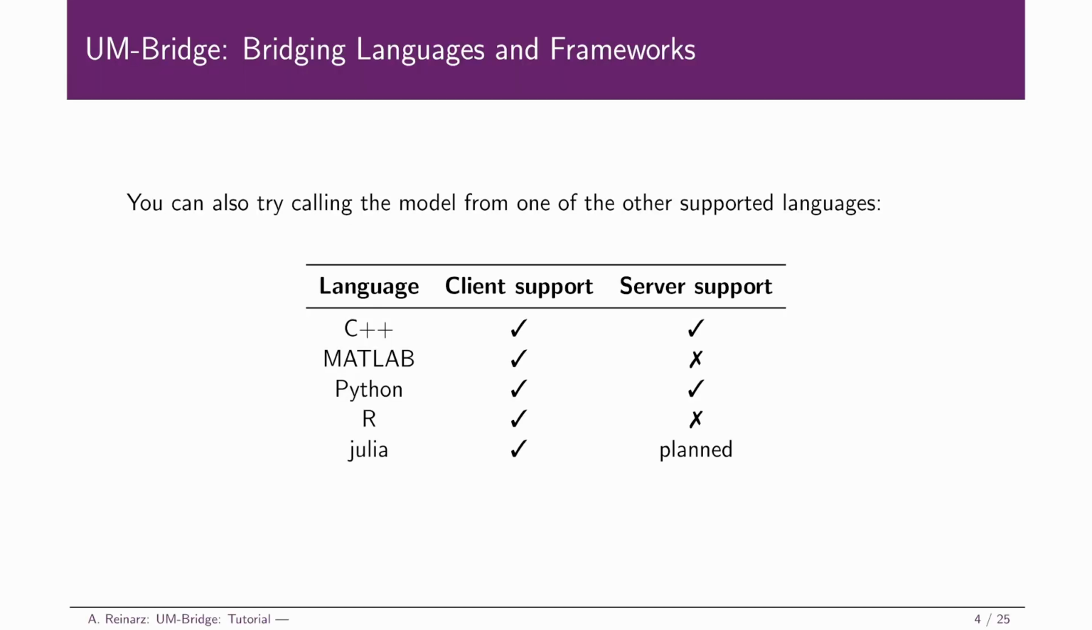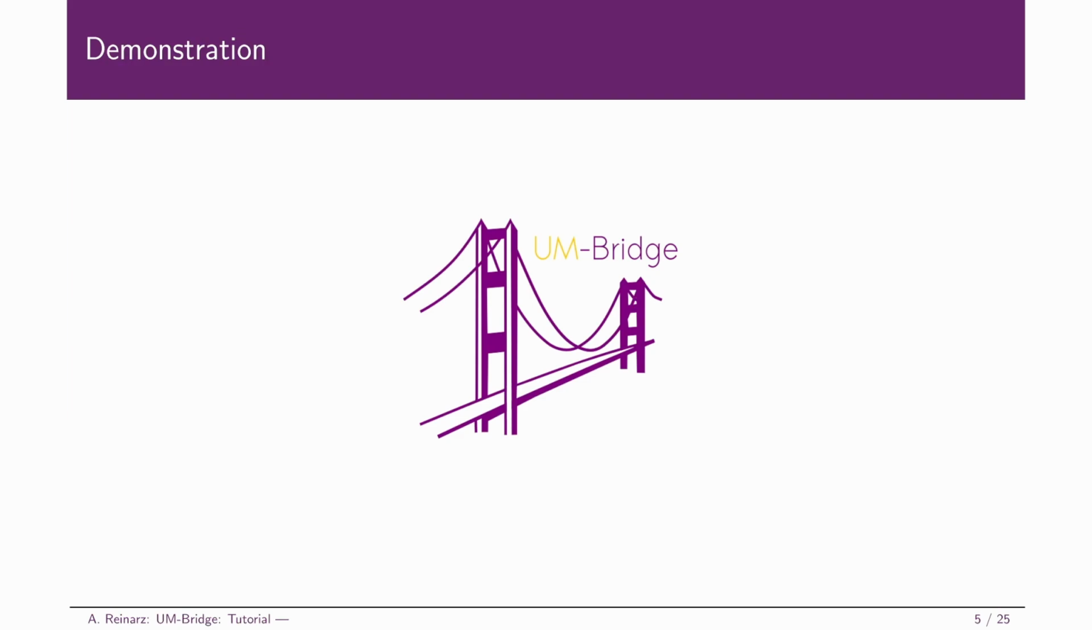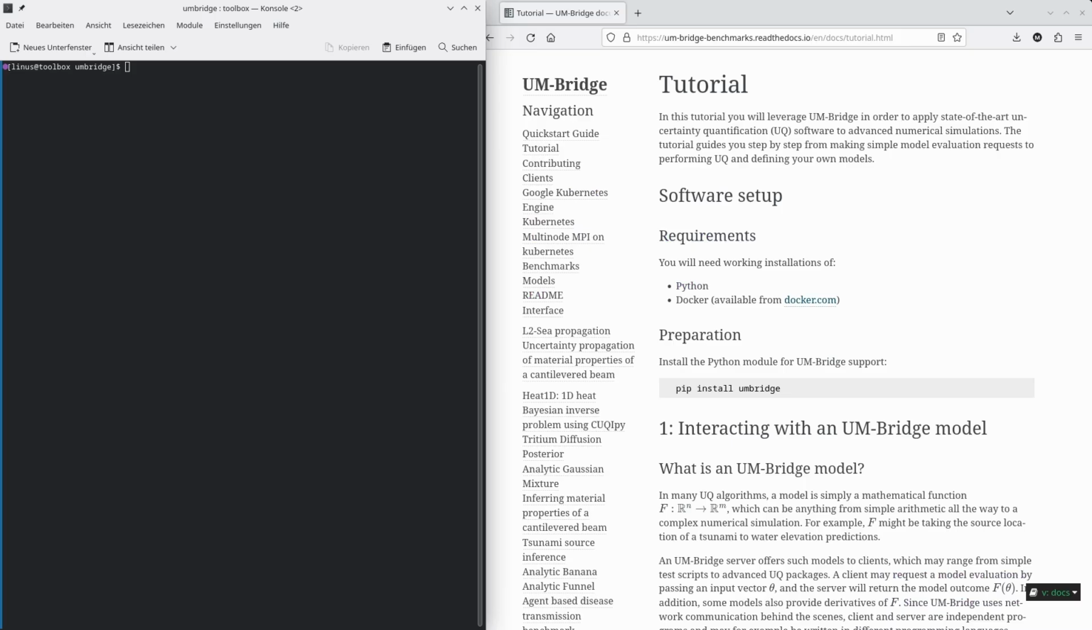So in addition to Python, which is largely what we'll be showing here because it's probably largely what you're interested in, we also support various other languages and frameworks. So for example, you could try calling the same model from some of our other supported languages, such as C++, MATLAB, R, or Julia. But for now, let's move on to just demonstrating how easy and straightforward this is. So we'll start with the first part of the tutorial and just briefly have a look what that looks like.